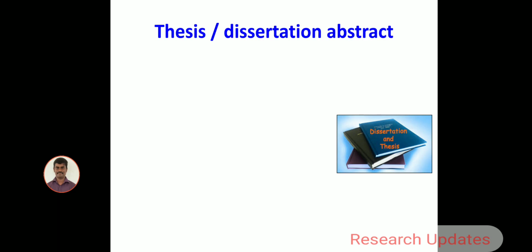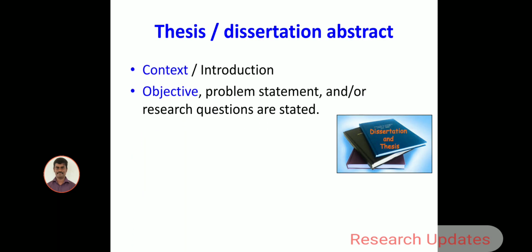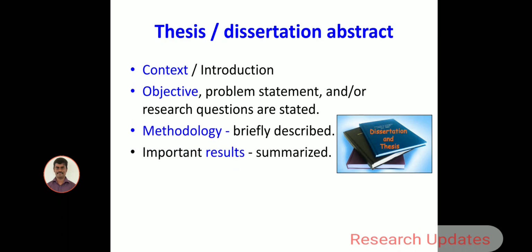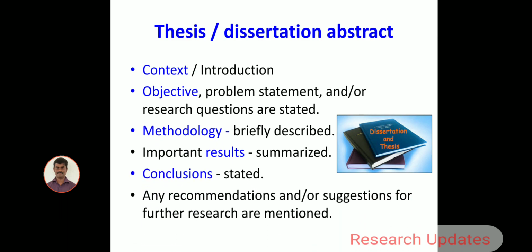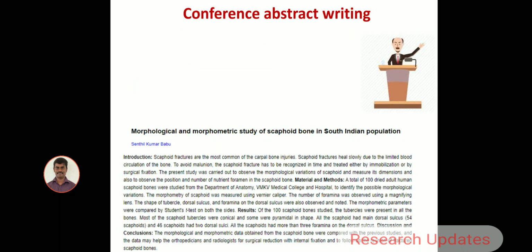Coming on to the next, the thesis or dissertation abstract. In this thesis or dissertation abstract, you have to include the context, objective, methodology, important results and the conclusions. Finally, any recommendations or suggestions for future research are also mentioned in the thesis or dissertation abstract. It's almost like a structured abstract.